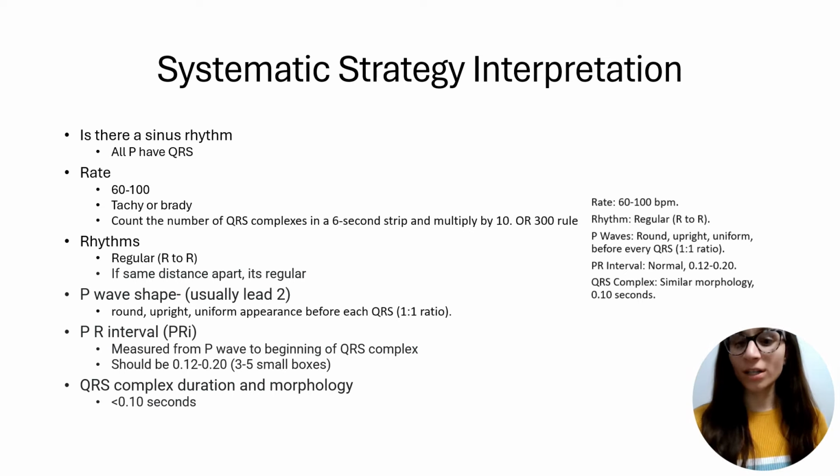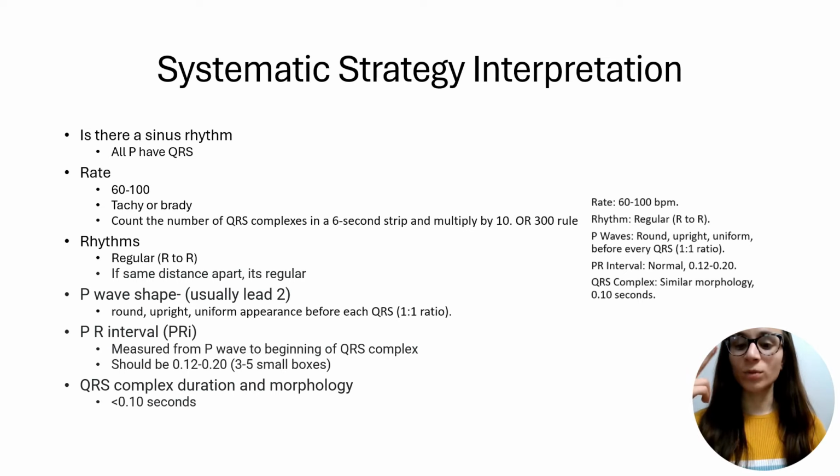So is there a sinus rhythm? What we want is every QRS should have a P in front of it. Number one, when we look at the rate, a normal rate is 60 to 100 beats per minute. If something is over 100 beats per minute, it's called tachycardic, which means a fast heart rate. Something under 60 beats per minute is bradycardic, a slow heart rate.